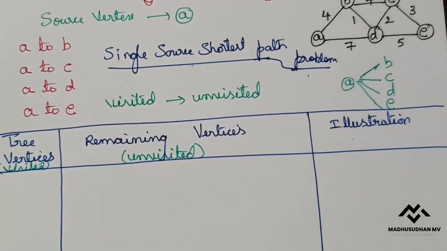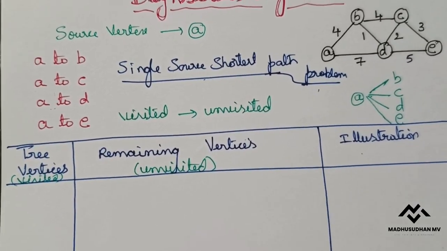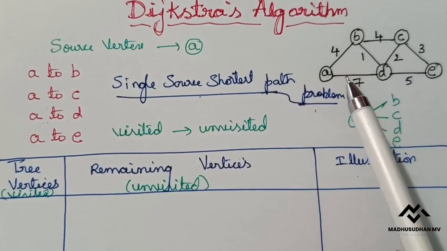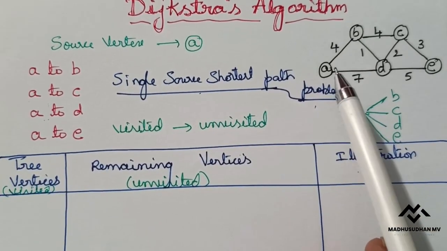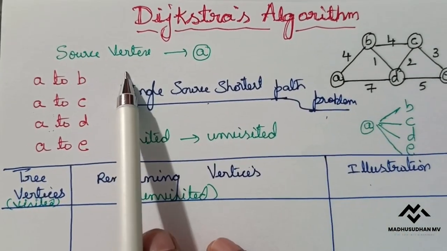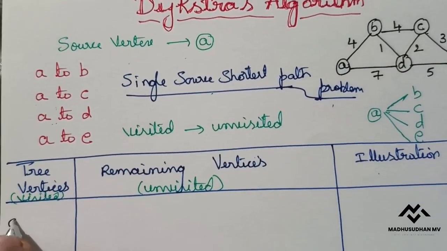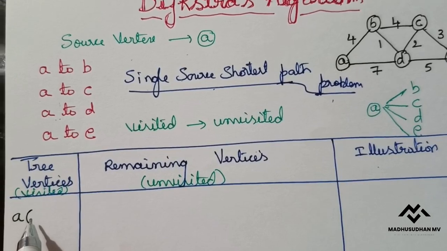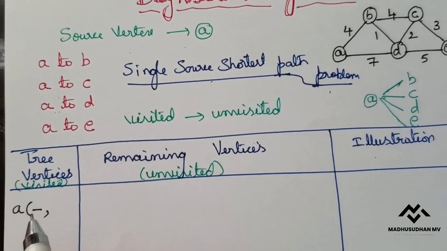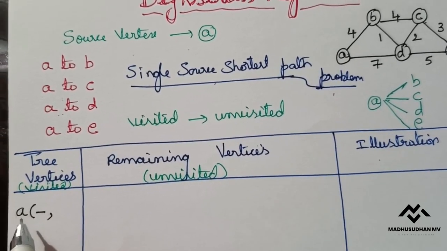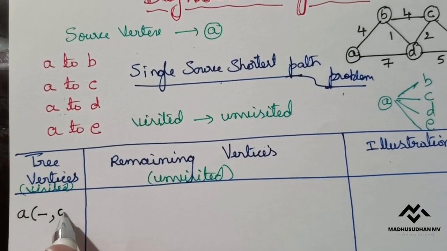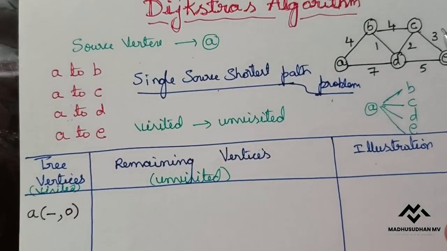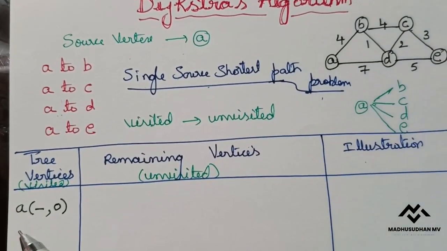So what did we do? First, we selected any one vertex randomly as the source vertex. Now here I am selecting A as my source vertex. So I am writing A. Have I traveled to this A from any other vertex? No. So I am writing dash. From this vertex A to that same vertex, what is the distance? Obviously, it should be 0. So I am writing 0. This is my initial state. I have selected one vertex as the source vertex. Now, this is my visited.